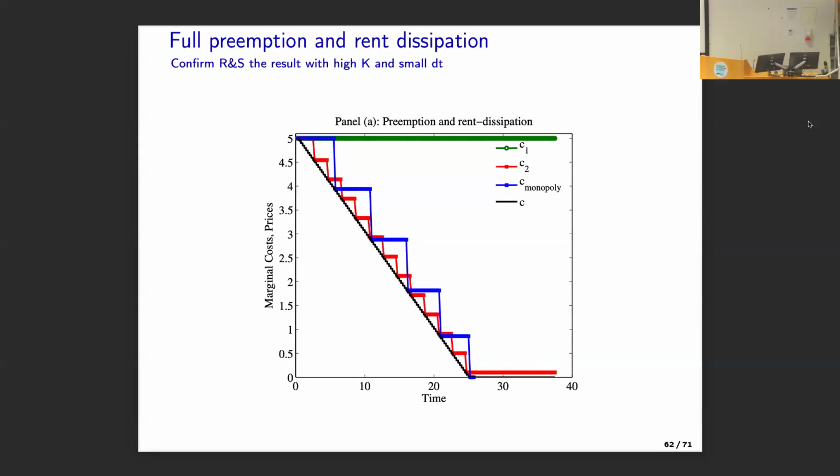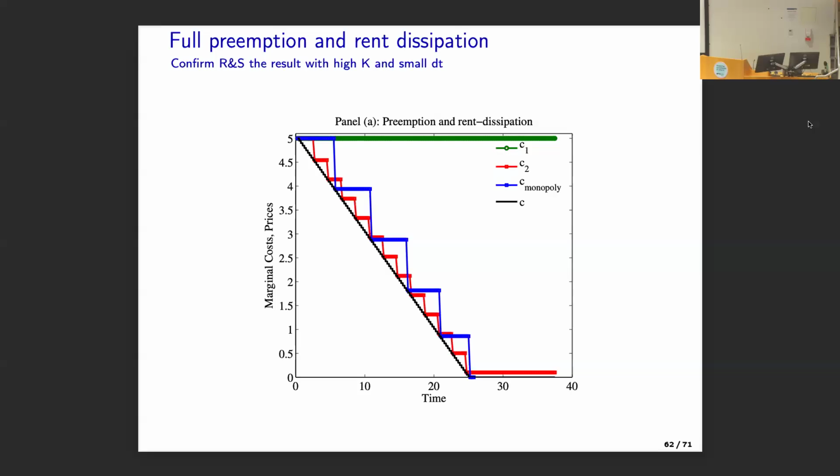Let me just show some simulations. So here's the full preemption and rent dissipation simulation, which confirms the Reardon and Salant result. You can see that this black line here is the deterministically decreasing state-of-the-art technology with small steps because the dt is really small. So we're trying to think of being close to continuous time. The horizontal axis is time. The vertical axis is the marginal costs for all different C's, right? And the blue line here is the monopoly solution.